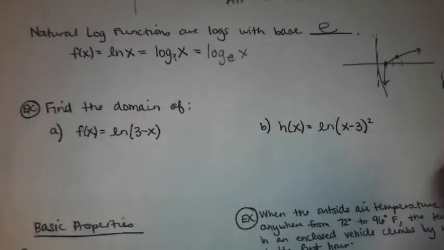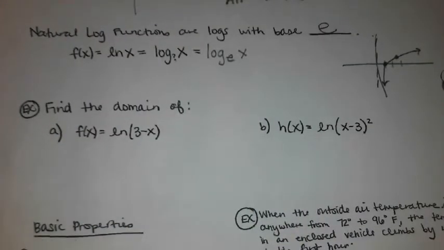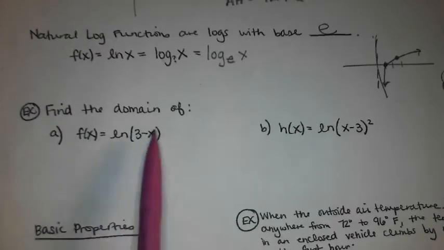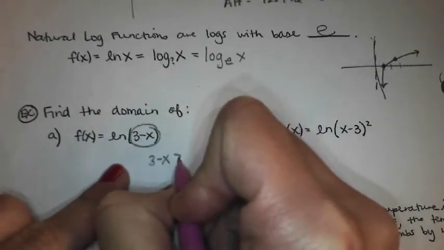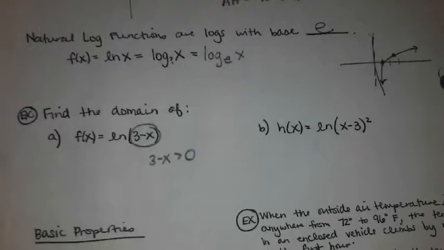Okay. So again, with domains of natural log functions, they are still log functions. You cannot take the log of a negative number or of a 0, so you can only take the log of a positive. So this 3 minus x has to be positive.